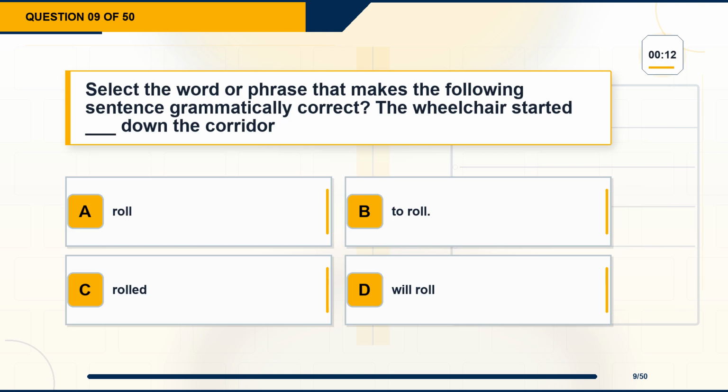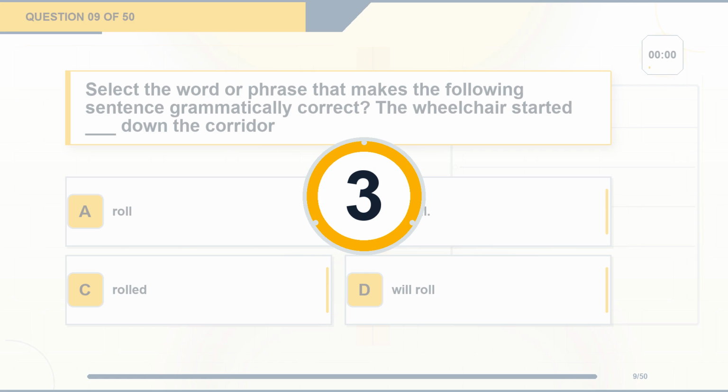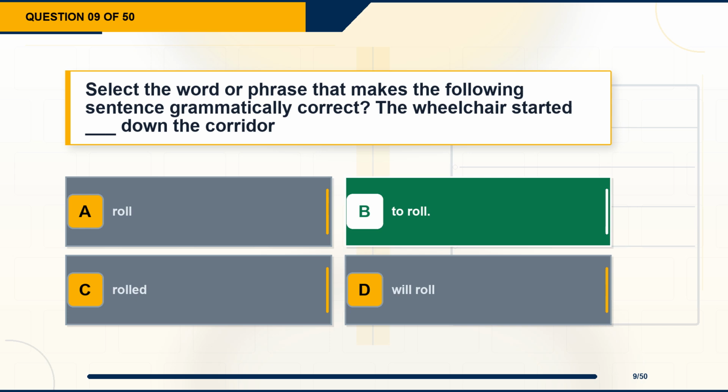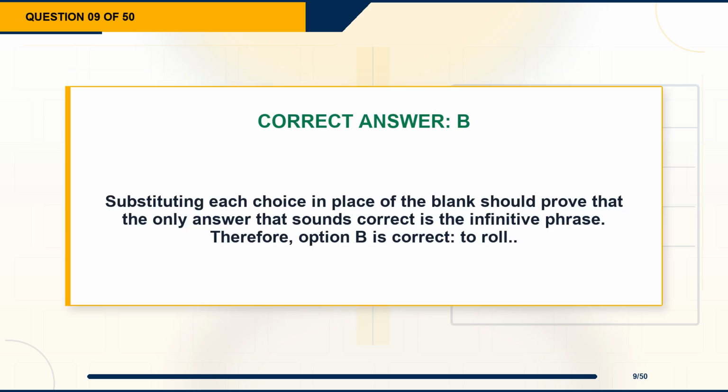Question 9. Select the word or phrase that makes the following sentence grammatically correct. The wheelchair started blank down the corridor. Option A, roll. Option B, to roll. Option C, rolled. Option D, will roll. The correct answer is option B, to roll. Explanation. Substituting each choice in place of the blank should prove that the only answer that sounds correct is the infinitive phrase. Therefore, option B is correct, to roll.